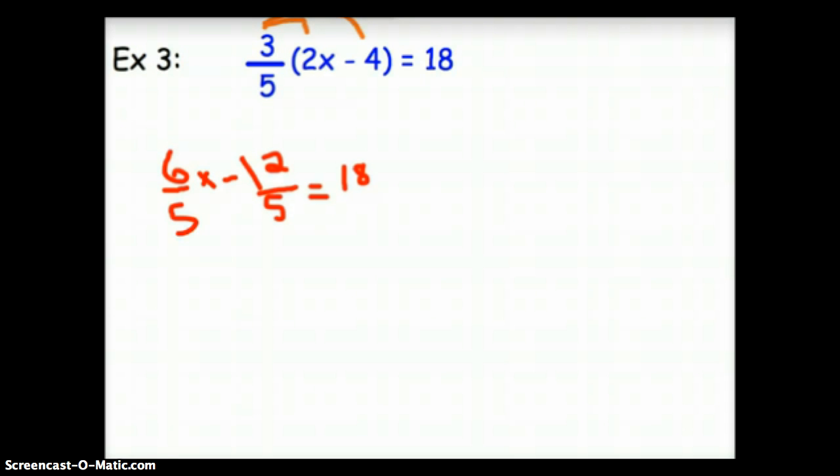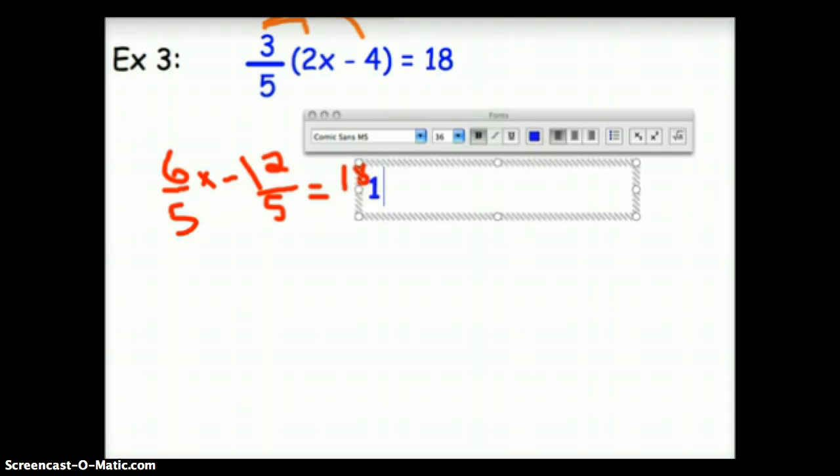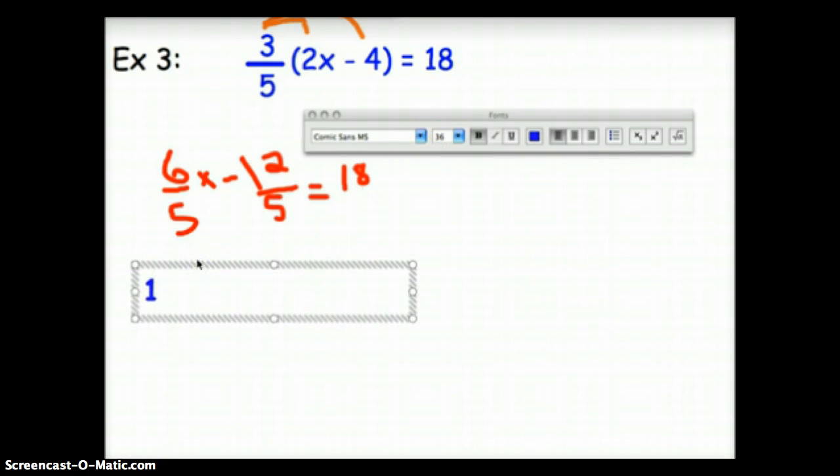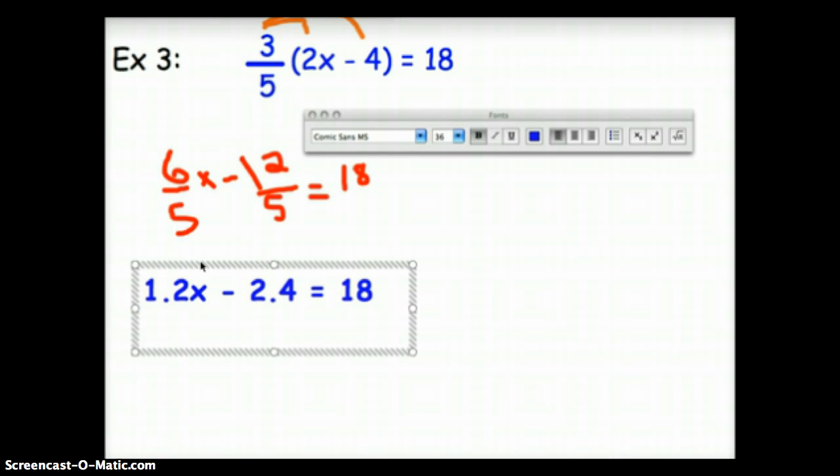So let's see, 5 goes into 6 once with 1 left over, or 1/5, which is 2/10, so 1.2x minus 5 goes into 12 twice with 2 left over, so 2 and 4/10 equals 18. Add 2 and 4/10 to each side.